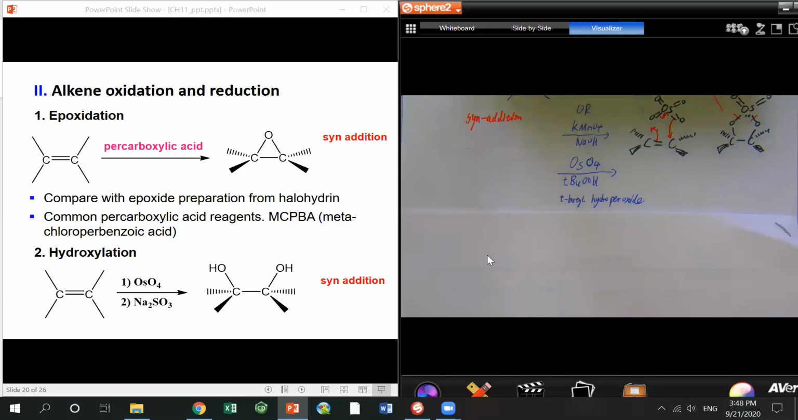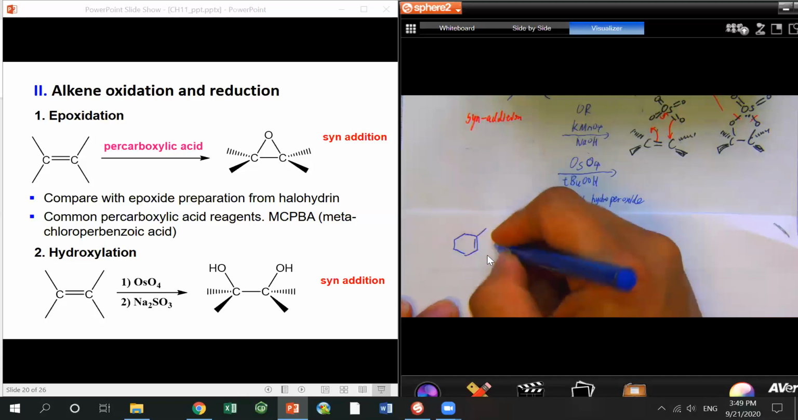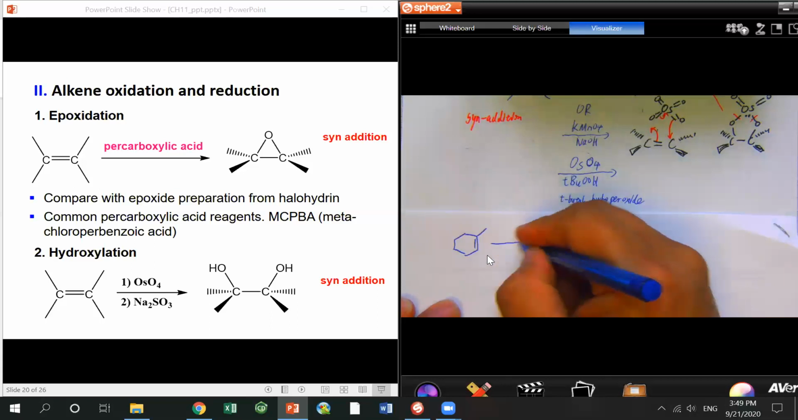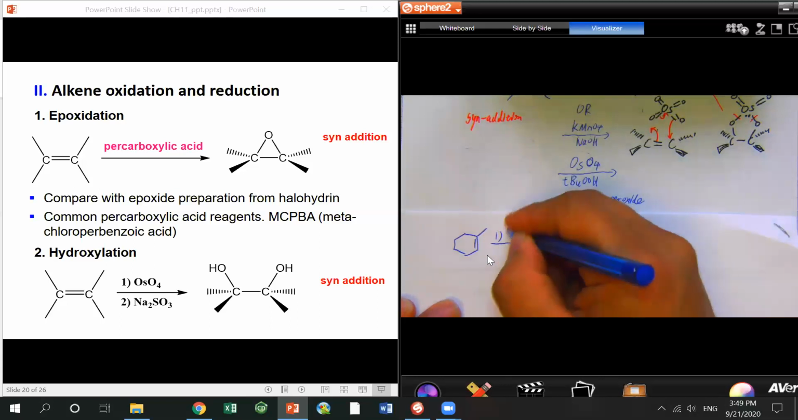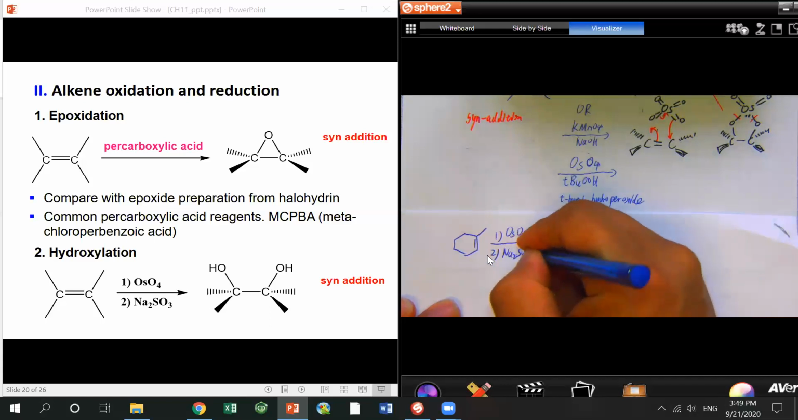For you, you don't need to memorize all the mechanism. The most important thing is you need to know how to draw the product. That's the key thing, and also memorize what the reaction is. Quite often students get confused and mess up the oxidation reaction conditions and remember the wrong reagent. So that's something you have to keep in mind.